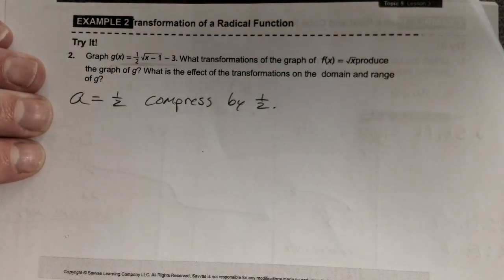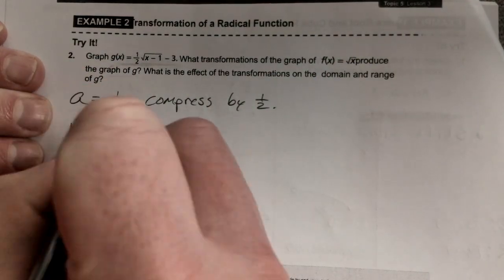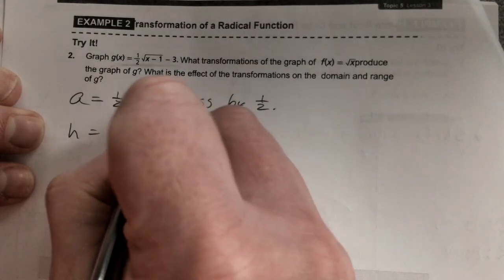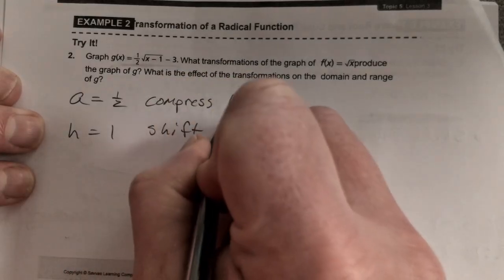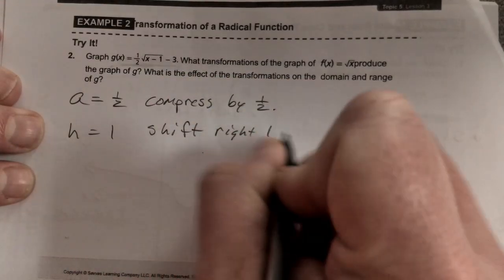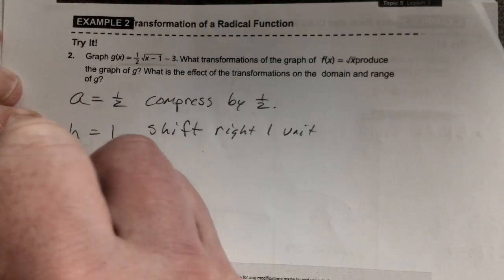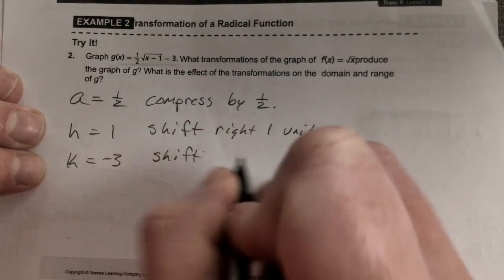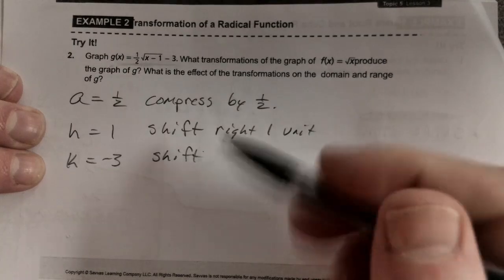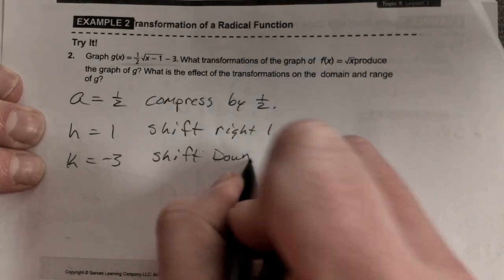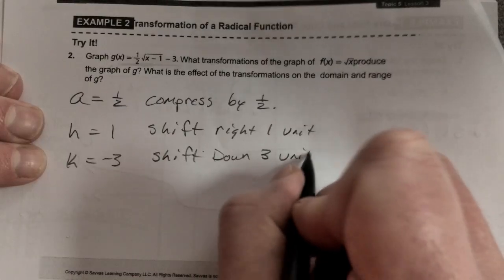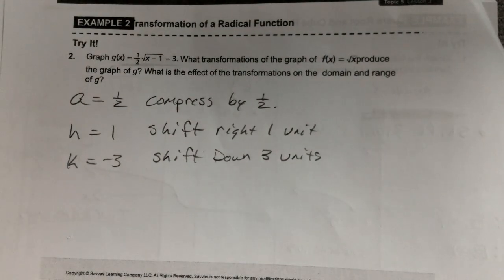What is the value of H? 1. Good. So what does that do to the graph? It goes right 1. Good job. So we're going to shift right 1 unit. What is the value of K? -3. So we're going to shift down. How many units? 3. And we're going to shift down 3 units. Really good job.